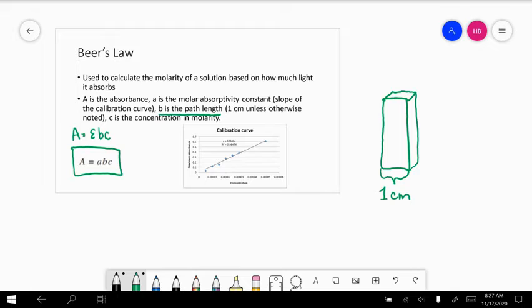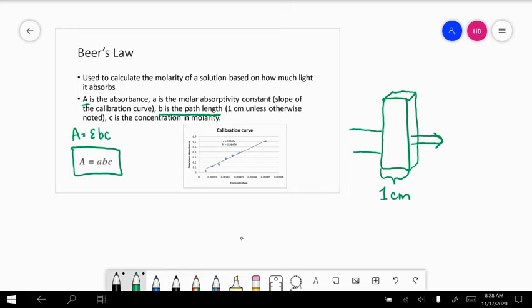So light is either absorbed or transmitted. Let's say we have a beam of light coming at this. Some of it is going to be absorbed into the solution, and some of it is going to be transmitted through. The absorbance is how much the solution absorbs. So let's look at the relationship here.